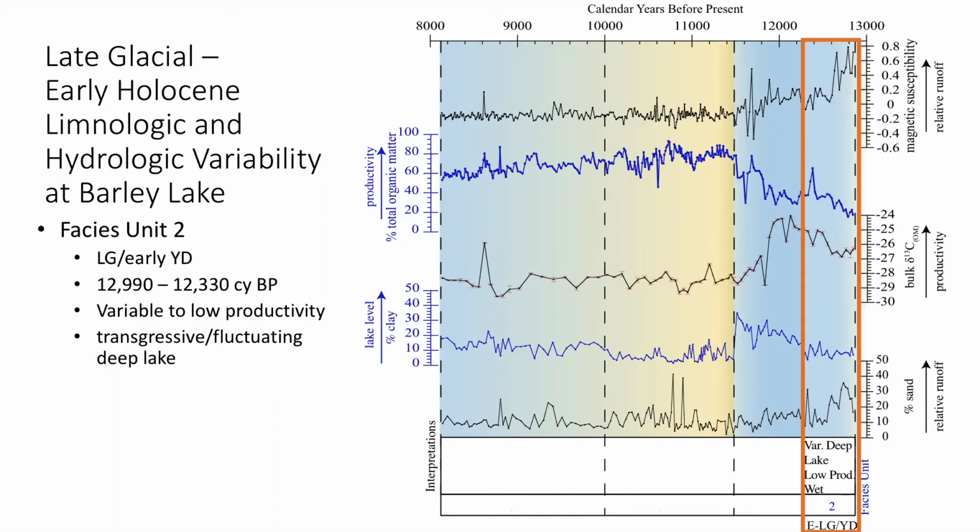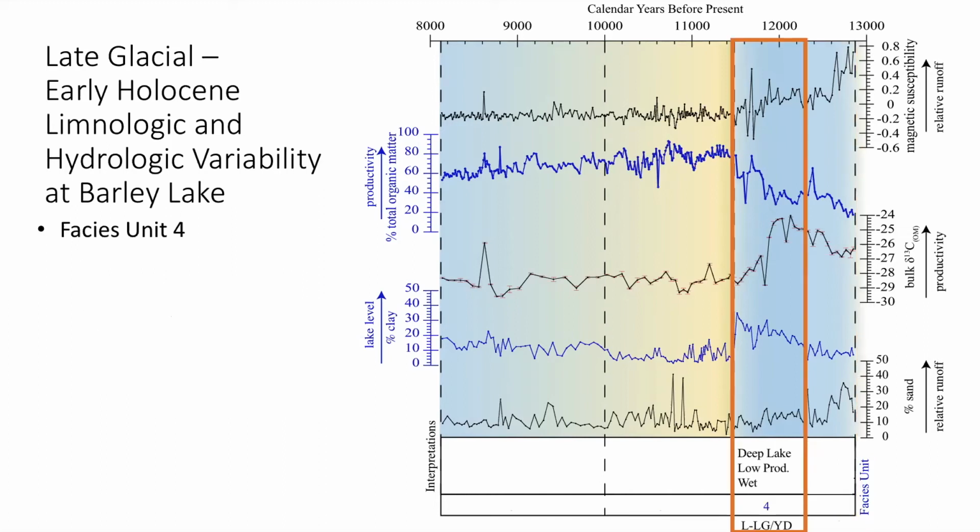Also, this unit is comprised of the lowest average percent clay. However, it also has anomalously high percent sand values. And so we cautiously interpret this as a transgressive, fluctuating, relatively deep lake status. And as a result, increased runoff as well, based on the magnetic susceptibility and sand data, and therefore wet conditions during the late glacial early Younger Dryas.